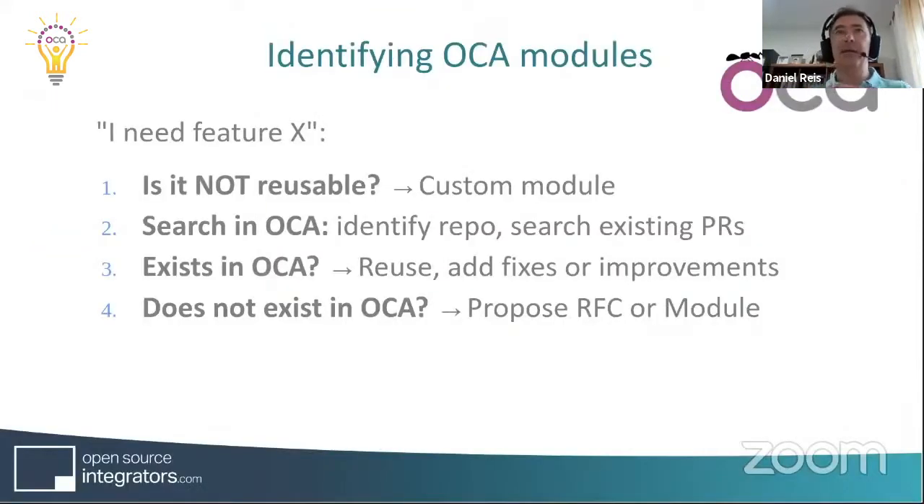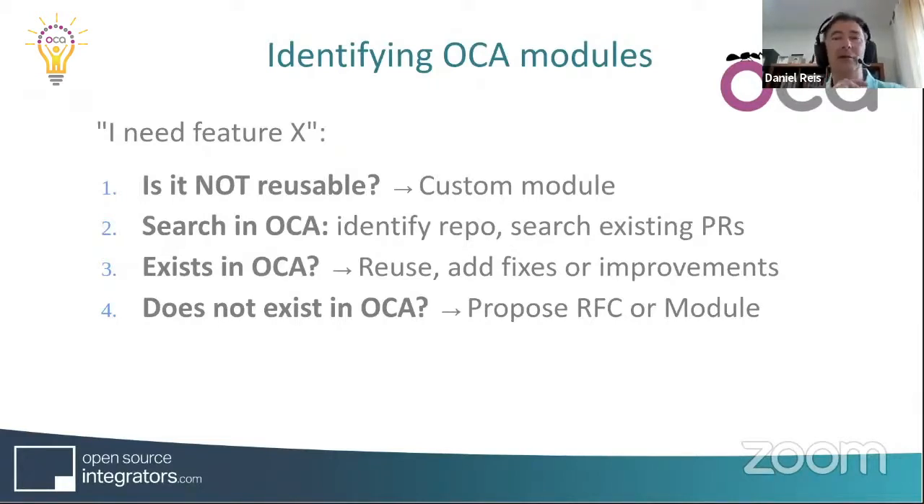Okay, first item. So it all starts with, I need feature X. So what do I do? Should I create a custom model? Is there something in the OCA? Should I create an OCA reusable model? So how do I decide that? This is very simplified, things are not black and white. There's a lot of gray areas, but this is a simplified decision tree.